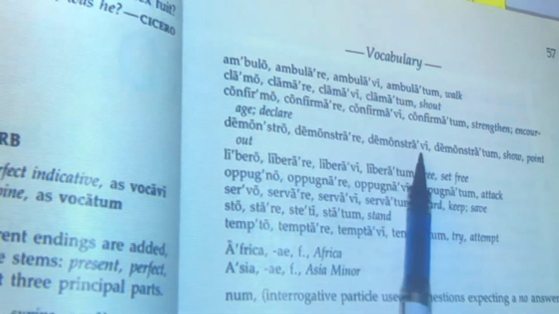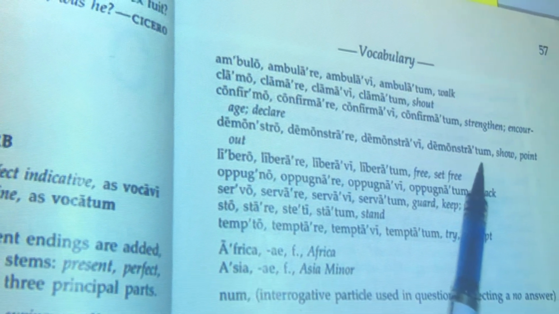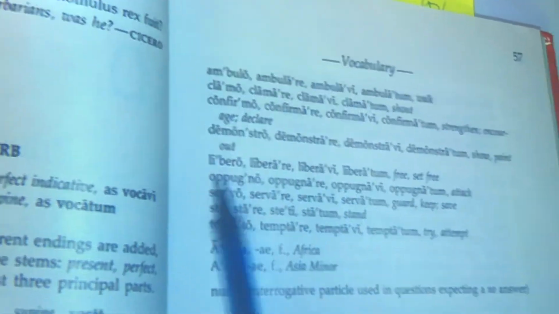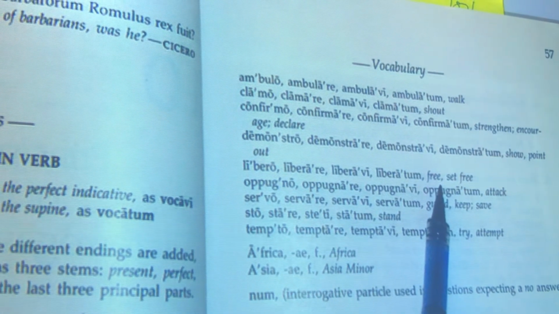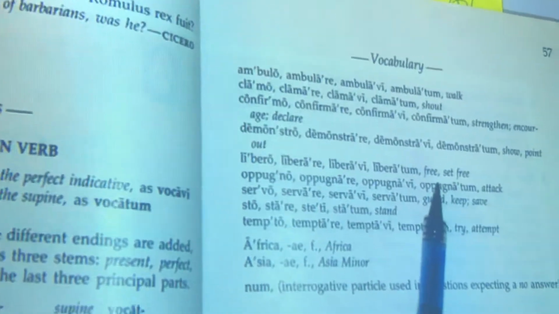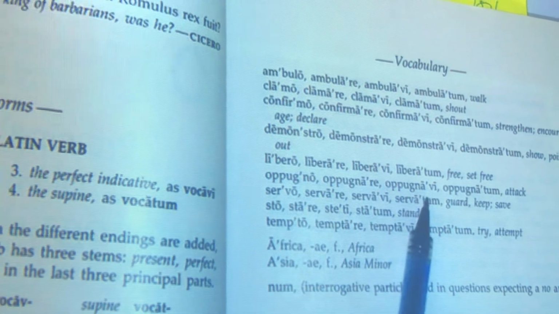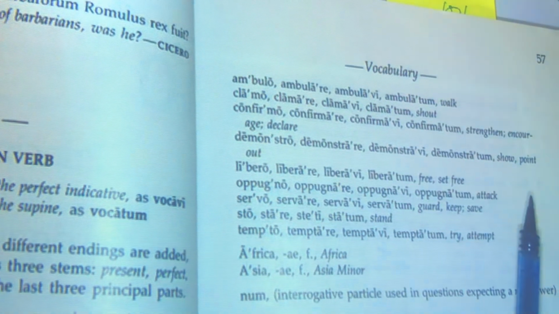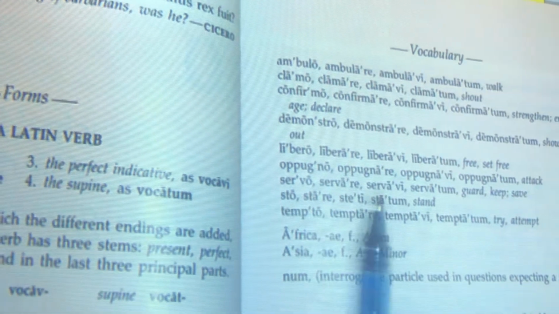Demonstro, demonstrare, demonstravi, demonstratum. To show, right? Think demonstration. Libero, liberare, liberavi, liberatum. Think liberate, free. Okay, lots of connections to our English vocabulary that will help us to remember these vocab words. Oppugno, oppugnare, oppugnavi, oppugnatum. To attack. Think of pugno is to fight. Oppugno is even more than fight, you're attacking.